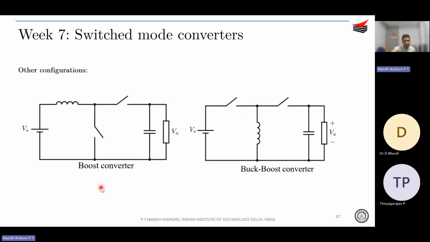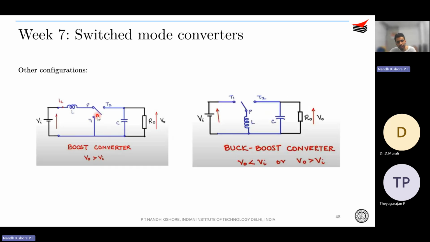With a boost converter, you can have a higher output voltage than the input voltage. So you can understand higher output voltage means lower output current than the input current. And with a buck-boost converter, you can have both buck and boost operation. That is, the output voltage can go above or below your Vi, right? So that is your advantage.